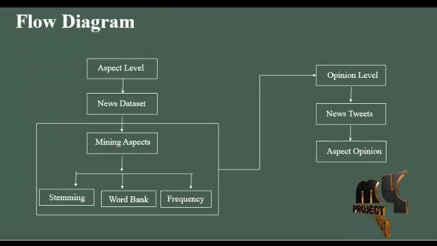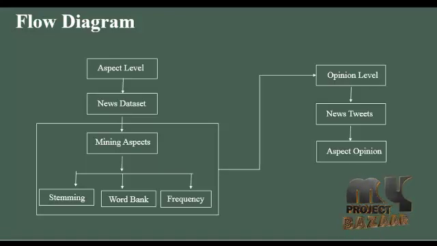Then comes the flow diagram of our process. This flow diagram shows our process diagrammatically, which we discussed in the abstract. Here we have two levels: one is the aspect level, another one is the opinion level. To find the aspect level from the dataset, we are using the news dataset. That is, a particular day's news is collected as a document dataset. So for finding the aspects, we use the document dataset by collecting particular news, and from it we are going to find the aspects by mining them.